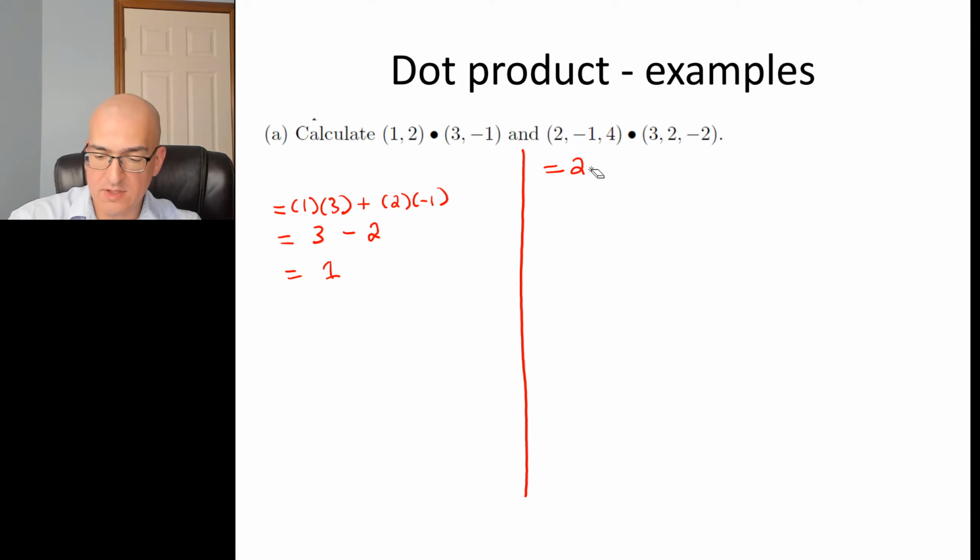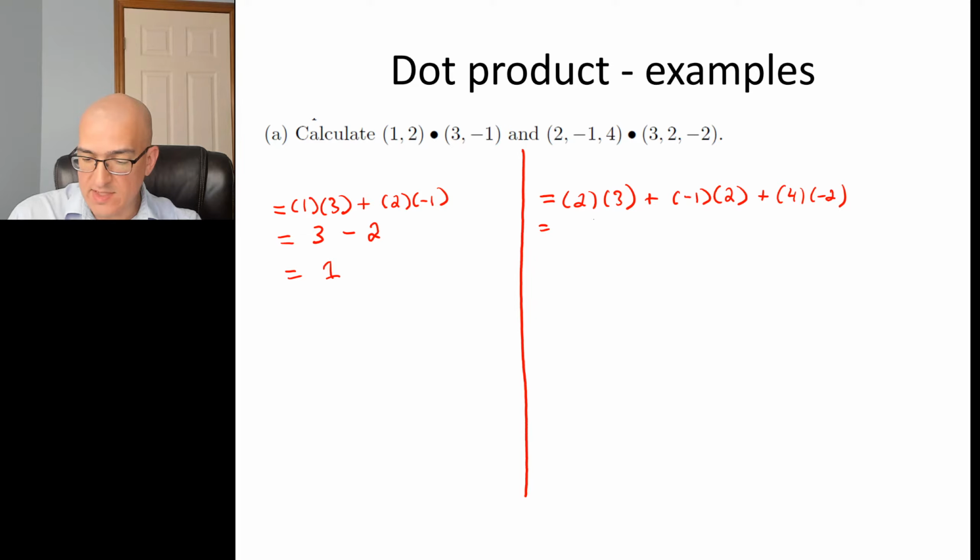Now for the next question, for the 3D vector, we're going to do something similar. We have 2 times 3, so the first times the first, plus negative 1 times 2, so second times second, plus positive 4 times negative 2, and then we can simplify 6 minus 2 minus 8, so that's going to be minus 4. Yeah, minus 4.